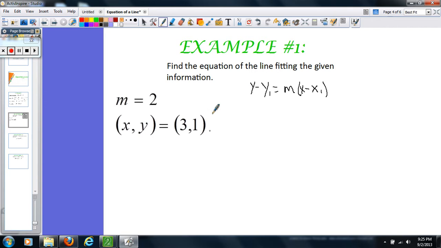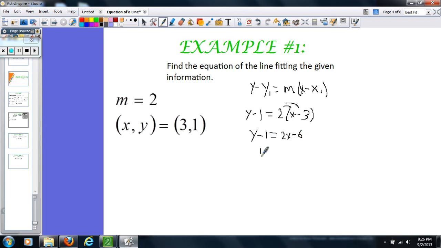So I'm going to plug this information in. The y stays the same, minus the y1 from your point, so that's minus 1, equals m, which is 2, times x minus the x1, which was 3. Now you're going to simply solve for y, but you do have to simplify the right side. So y minus 1 equals, and I'm going to distribute the 2. 2 times x is 2x, minus 2 times 3 is 6.